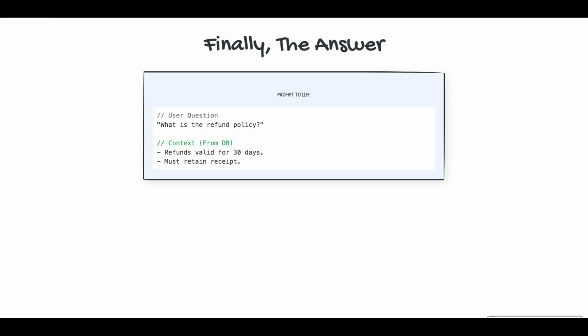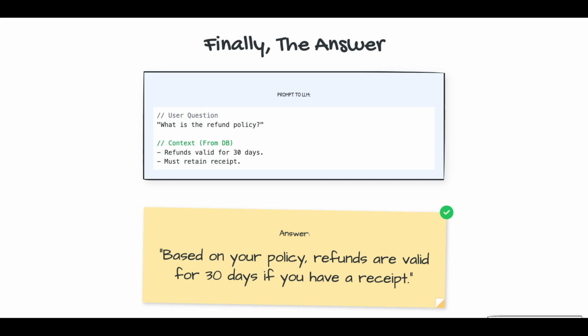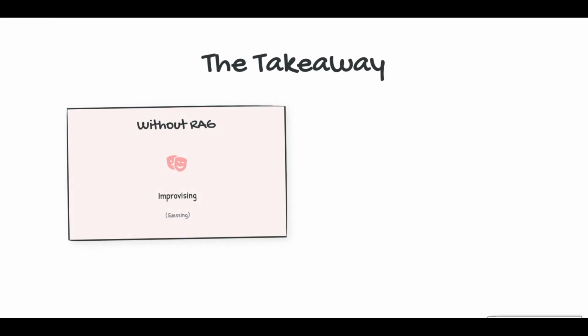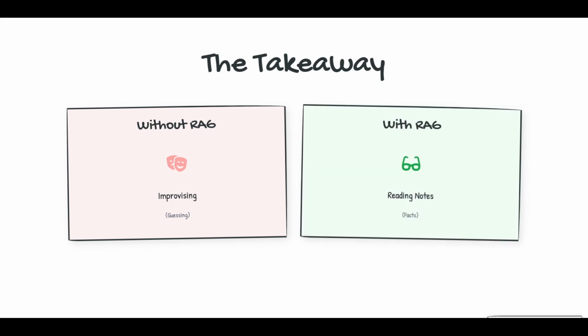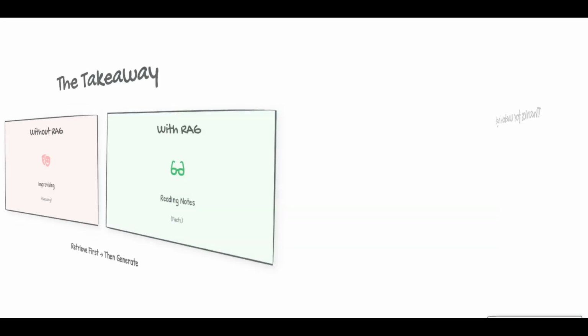Finally, the answer. We send the user's question, plus those exact snippets, to the language model. And we're essentially saying, answer using these notes. So, instead of guessing, the model answers using the context you provided. So here's the takeaway. Without RAG, the model is improvising. With RAG, the model is reading the notes. Retrieve first, then generate. That's how you get AI that's helpful, without the confident nonsense.